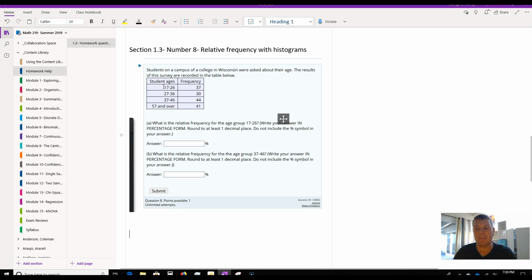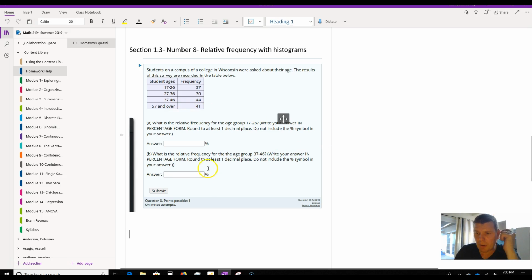So we've got some ordering, but it's going to operate basically the same way as what we've seen with the other ones. What we have here is students on campus of a college in Wisconsin who are asked about their age, and the results of this survey are recorded in the table below. In the 17 to 26 group, there's 37 students. 27 to 36 age group, there's 30 students. 37 to 46, there's 44 students. 57 and over, there's 41 students.